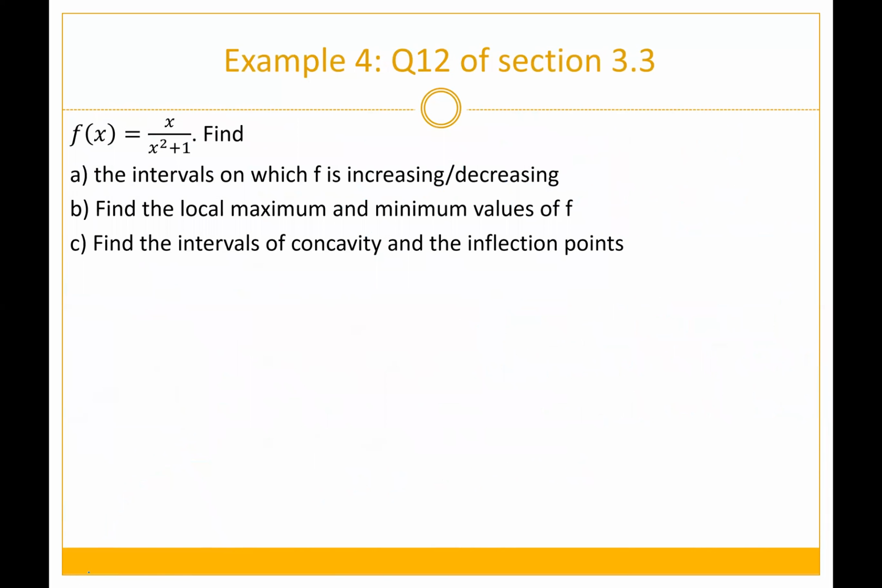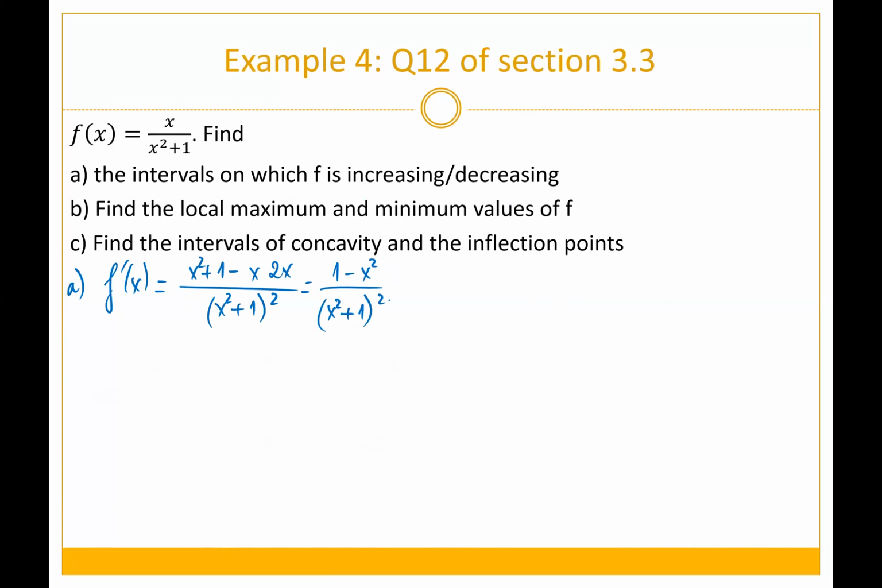Now go to example 4. It's question 12. You're given f(x) equals x over x squared plus 1. Find the intervals on which f is increasing and decreasing. Again, for increasing and decreasing, we need the first derivative. So you're going to have (x squared plus 1) squared in the denominator. Now using the quotient rule, it's going to be 1 minus x squared over (x squared plus 1) squared.